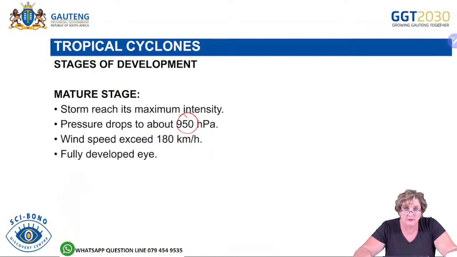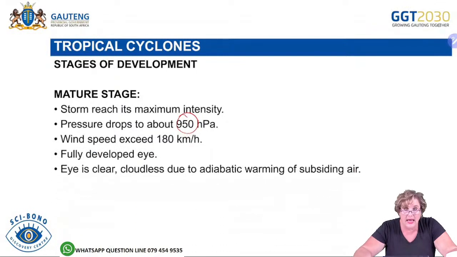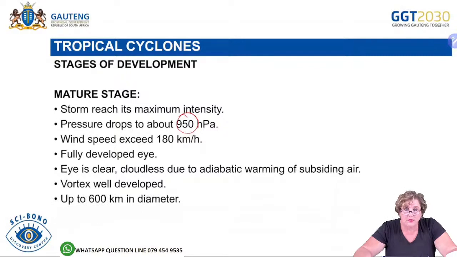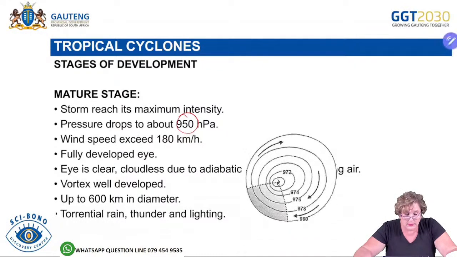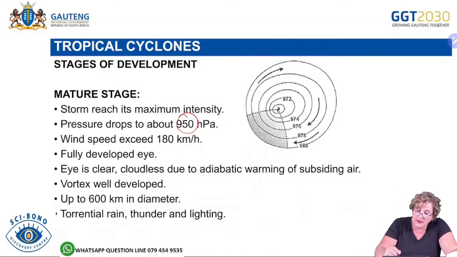We have a fully developed eye. You can see the eye clearly, and in that eye we have clear conditions. We have no clouds in the eye because air sinks there and it heats up adiabatically. Your vortex is now well developed, and this tropical cyclone is diameter-wise more or less 600 kilometers. We have torrential rain, thunder and lightning in the mature stage. And there you will see the symbol.